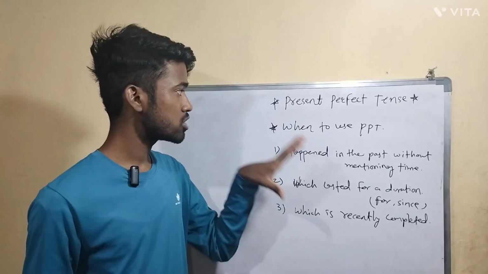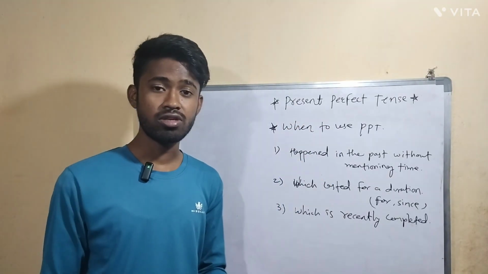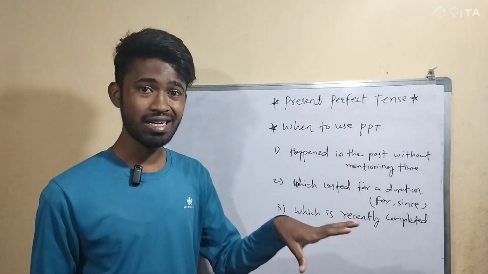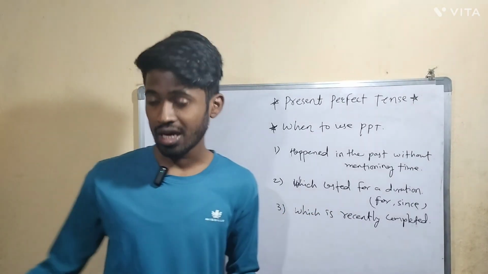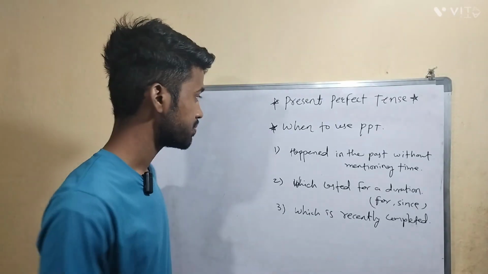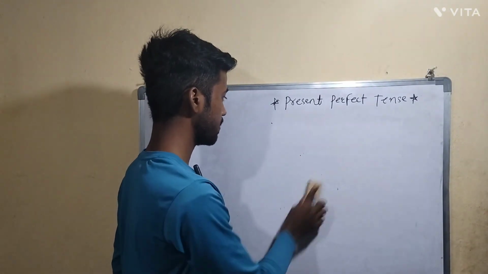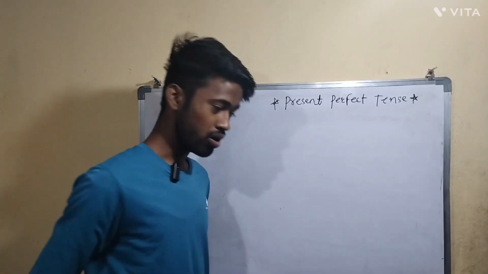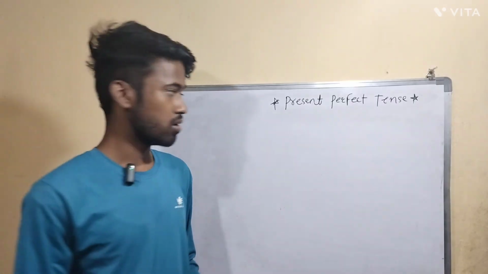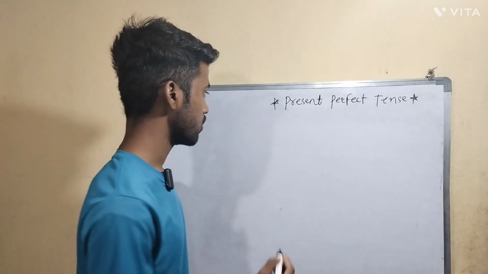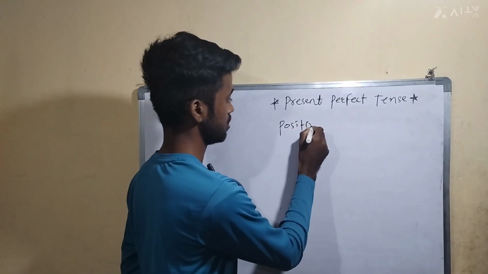Now let's see the positive structure of present perfect tense. First, we will see the positive sentences, later negative, and in the last interrogative sentences. Okay. So let's start with the positive structure. So here there are two helping verbs. Only in simple present tense positive there is no helping verb, but here two helping verbs are there. You will see positive sentences.